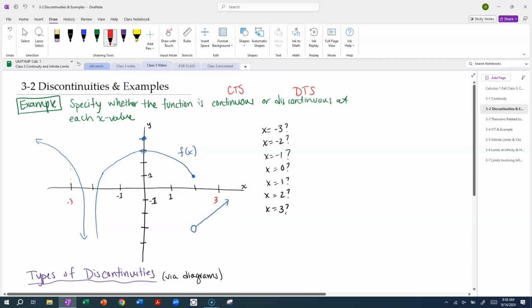So I'm going up here, and here I am looking at f of a, right? And as I approach from the left, I get closer to that f of a value, and as I approach from the right, I still get close to that f of a value. So this one would be continuous.